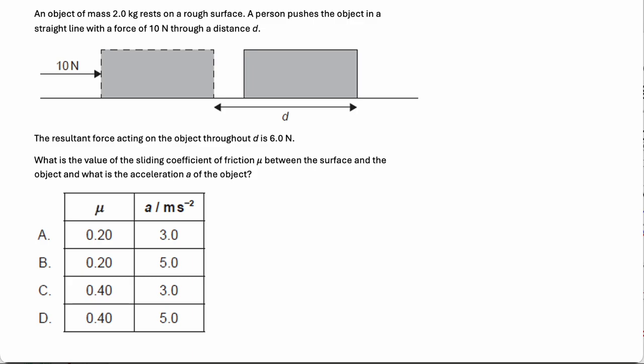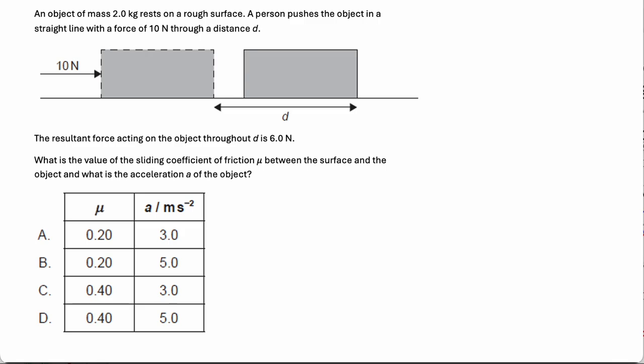An involved question about the friction and acceleration of an object which is being pushed. Take a look and we'll get started. So you're being asked to calculate a couple of things here. One, you're being asked to calculate the coefficient of friction and also the acceleration of the object.